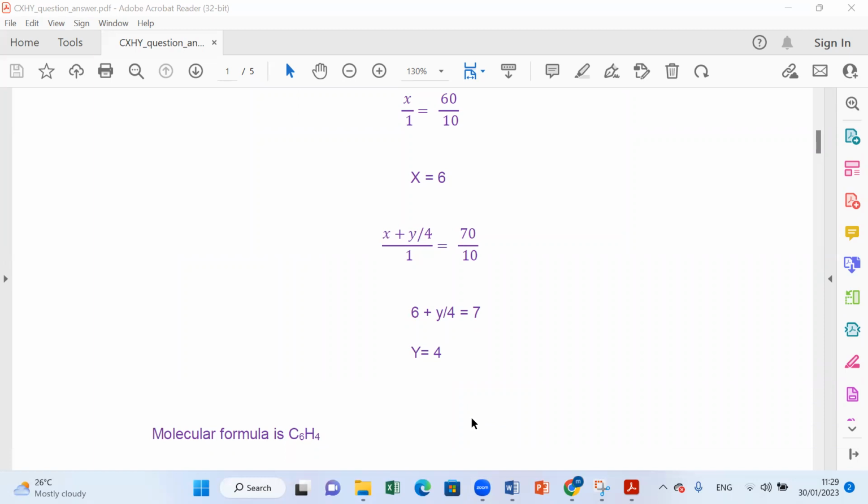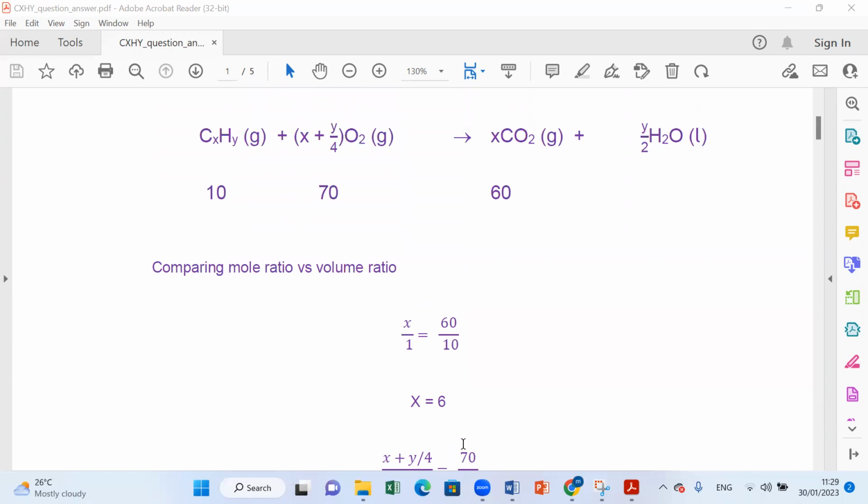It's actually pretty easy if you understand the concept behind it. That means you're able to know where to take the 3 important data, which is the volume of hydrocarbon, the volume of oxygen, and the volume of carbon dioxide. And obviously, you need to know how to balance this equation. Either you balance it on the spot or you memorize this equation.